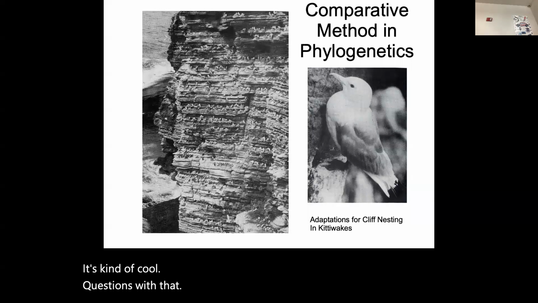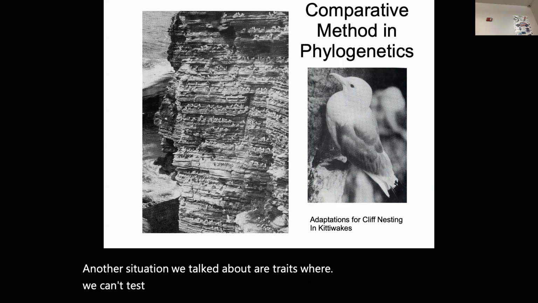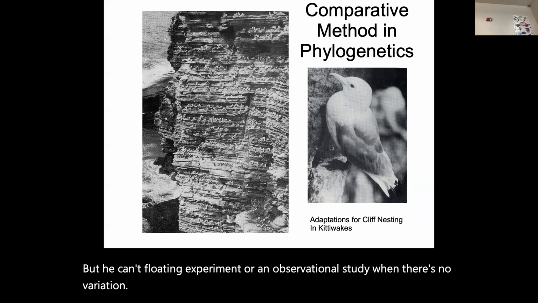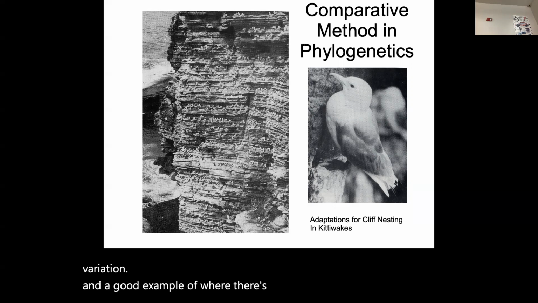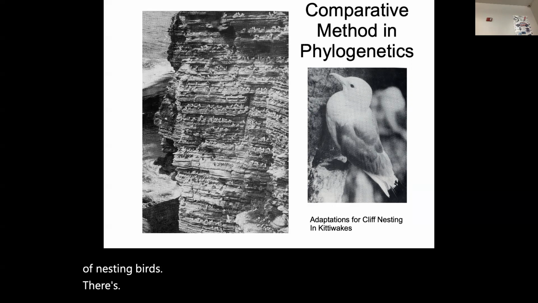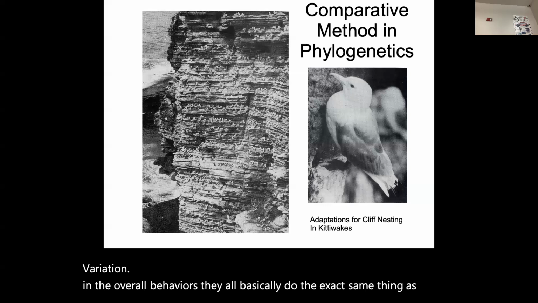Another situation we talked about is traits that we can't test with experiments or observational studies. You can't run an experiment or an observational study when there's no variation. A good example of where there's no variation is the nesting behavior of cliff-nesting birds. There's no variation in the overall behaviors. They all basically do the exact same thing. And as we'll see, that makes a lot of sense.